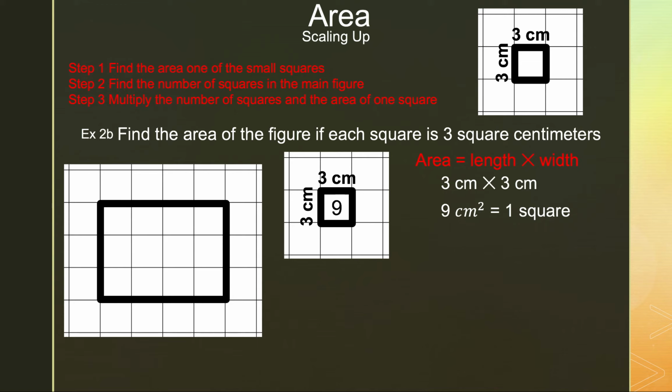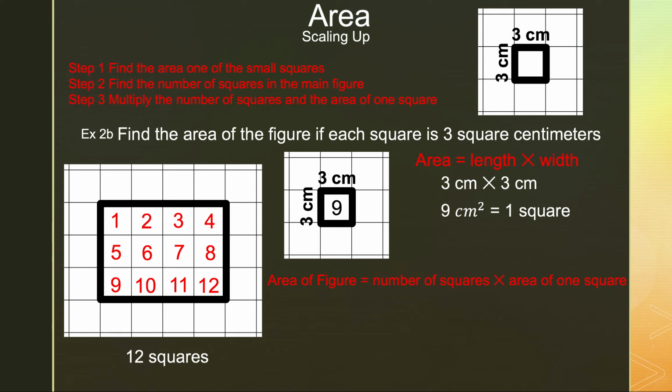So now let's figure out how many squares are in the big figure. In this case, we have 12. So since we have 12, let's now figure out the area of the figure, which is number of squares times area of 1 square, which is 12 times 9, which gives me 108 centimeters squared. So either way, you'll still get the same answer. So you get to choose which one you like the most.